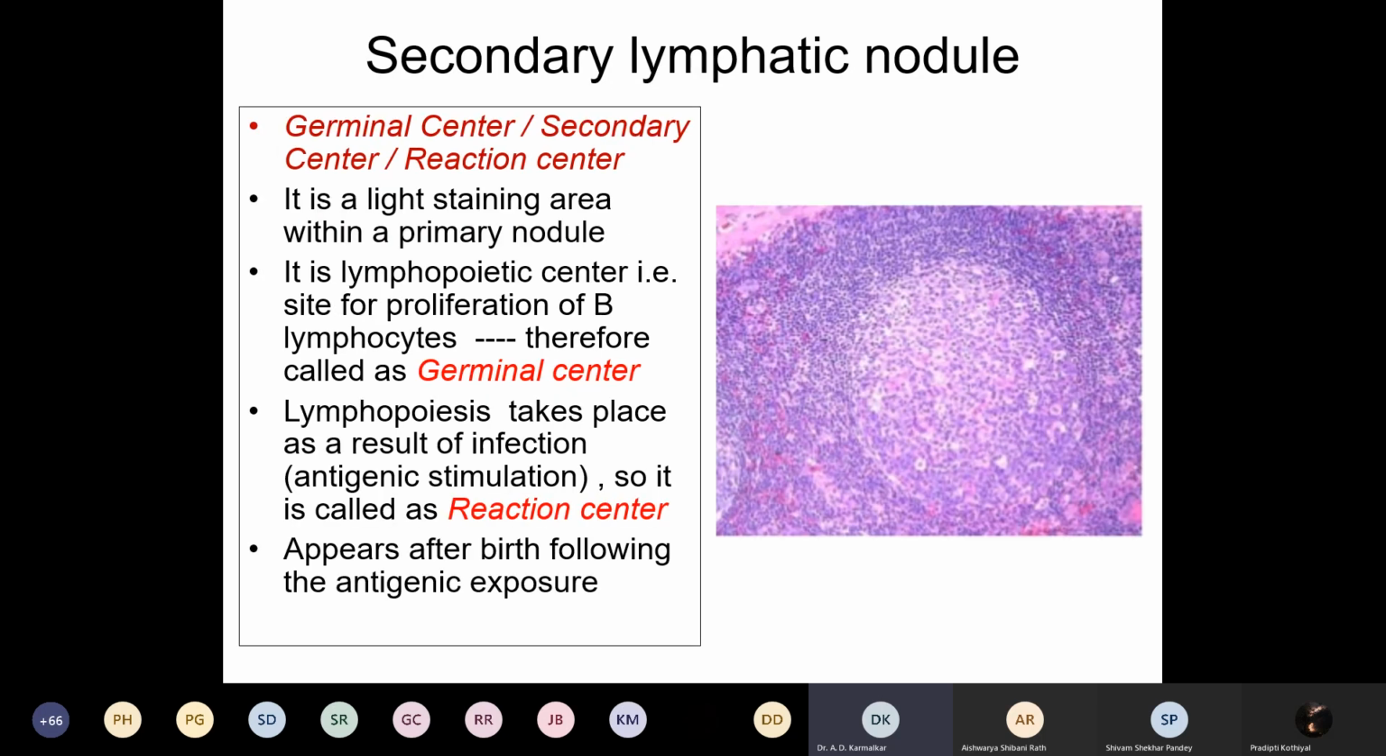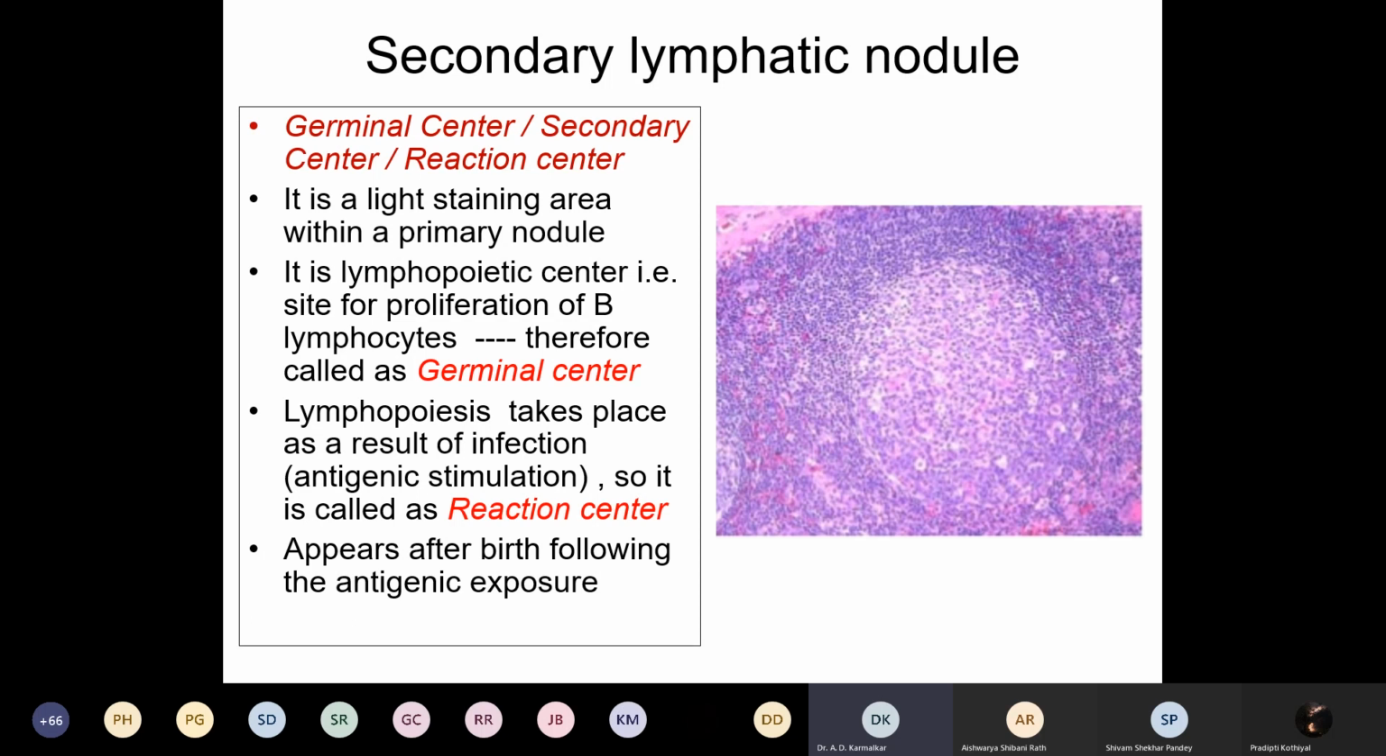Now secondary lymphatic nodule. Okay, what are the secondary lymphatic nodules? In this, the central area is exposed to the antigen, and there is a proliferation of the lymphocytes, the B lymphocytes. As these lymphocytes proliferate, the area appears lightly stained. Okay, and this area is called the germinal center. Why is it called germinal center? This site is a proliferation of the B lymphocyte.